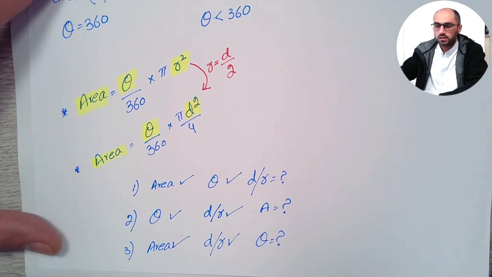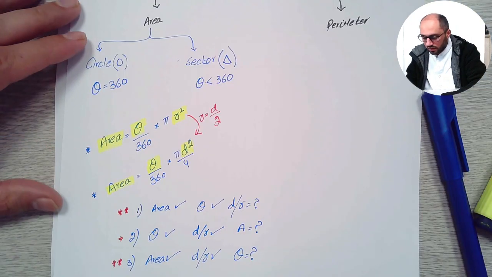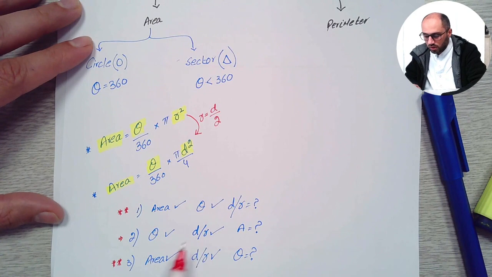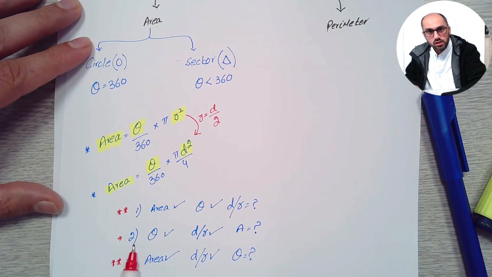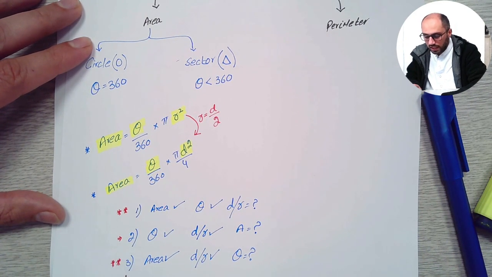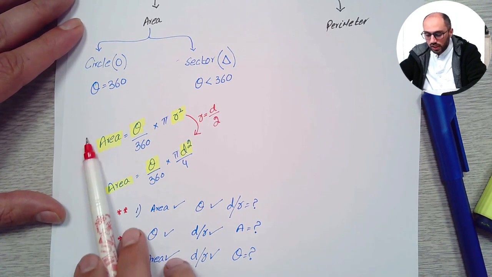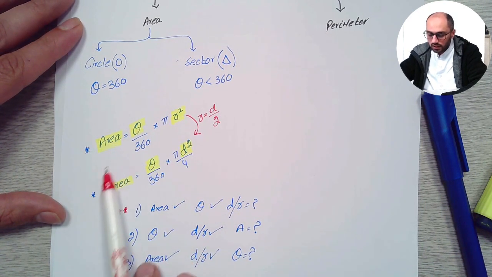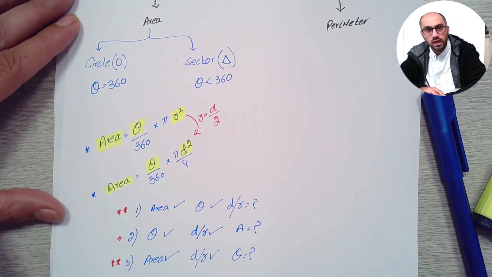They will also give you the value of diameter or the radius, and they'll ask you to find the value of angle. Based on my experience, students don't struggle with type 2 questions, but they struggle with type 1 and type 3 questions. And this is mainly because they don't write down the formula that they have to use in order to answer the question.